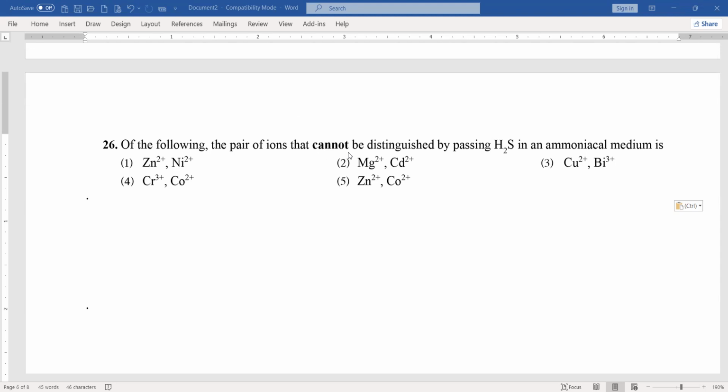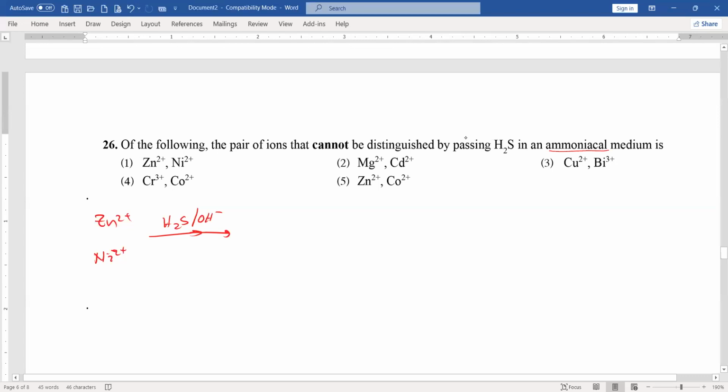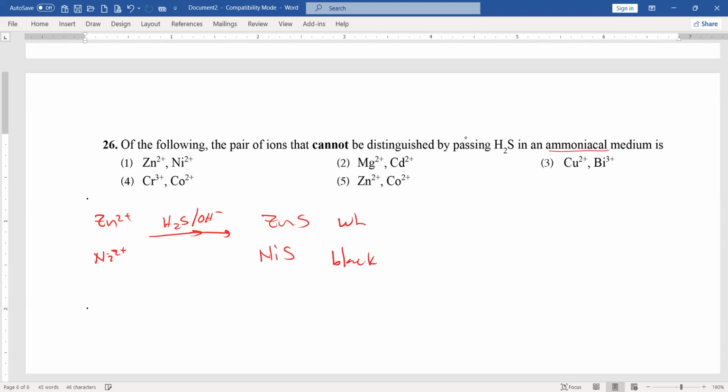The following pair of ions cannot be distinguished by passing H2S. Let's see, zinc and nickel. Ammoniacal medium is a basic medium. If you pass H2S into this basic medium, it will give us a higher concentration of S2- ion. So zinc will give us ZnS, white color. Nickel will give us NiS, black color. This is black. This is white.